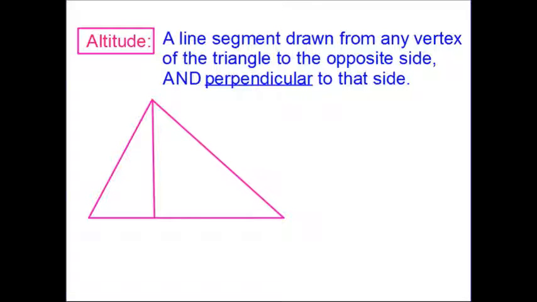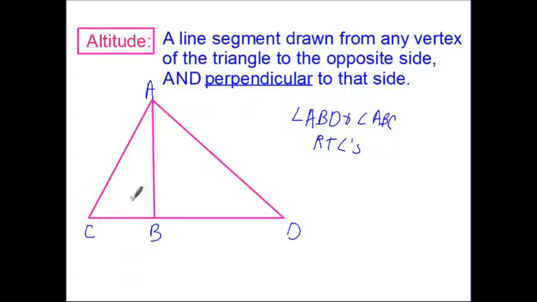Our next vocab word is an altitude. An altitude is a line segment drawn from any vertex of a triangle to the opposite side and perpendicular to that side. So in this triangle, if segment AB is the altitude to CD, what would happen is angle ABD and angle ABC are going to be right angles.